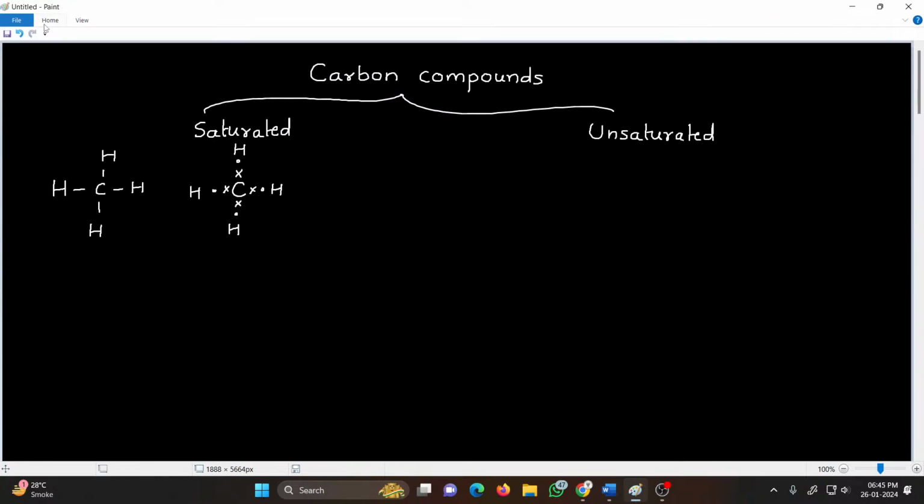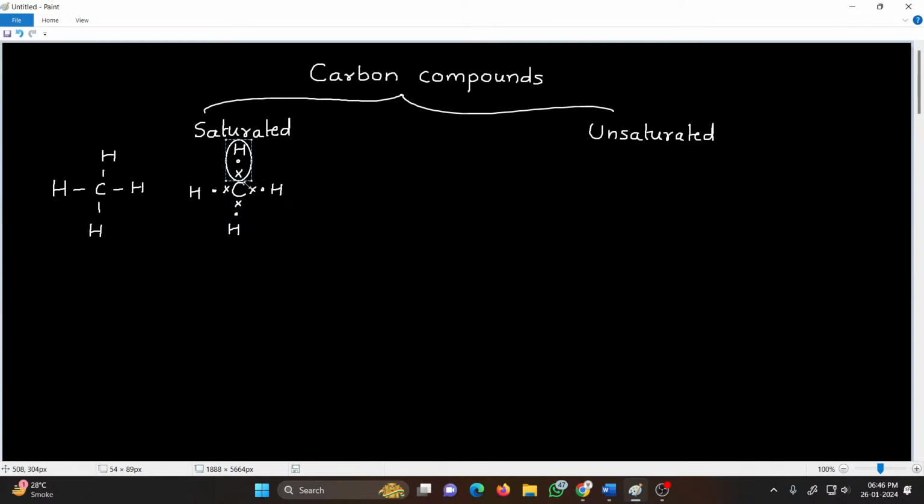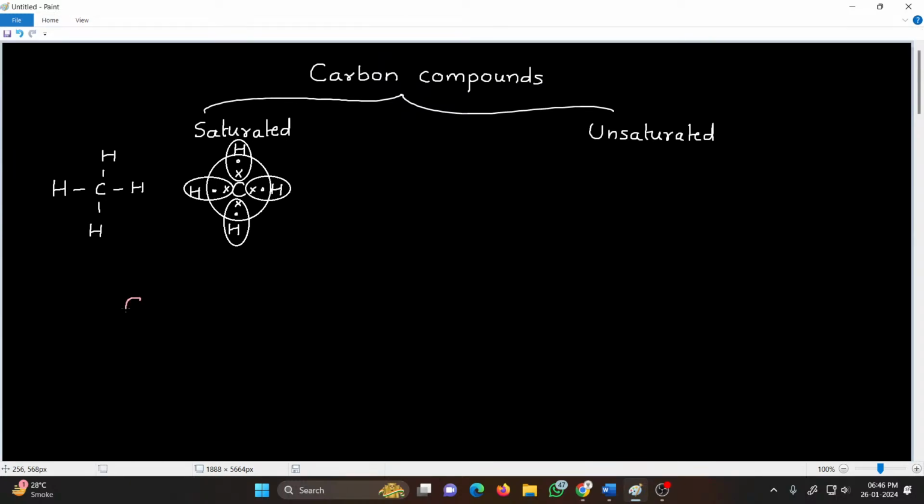So, 4 hydrogen atoms form single bonds with carbon atoms, such that all the 4 hydrogen atoms complete their duplets and a single carbon atom completes its octet. Now, by the catenation property, carbon can form covalent bonds with other carbon atoms.